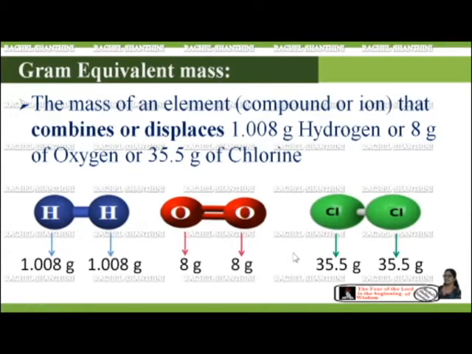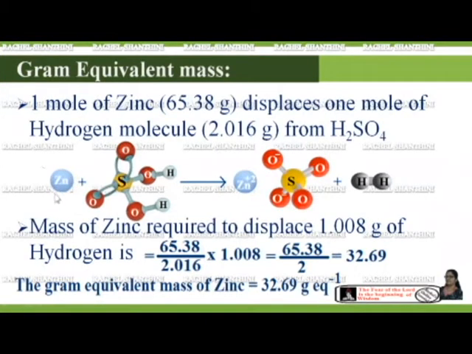Let us see this definition with an example. Here, let us take the reaction between zinc and sulfuric acid. In this reaction, 1 mole of zinc, that is 65.38 grams, displaces 1 mole of hydrogen molecule, not atom. So the weight of the hydrogen molecule here is 2.016 gram from sulfuric acid.